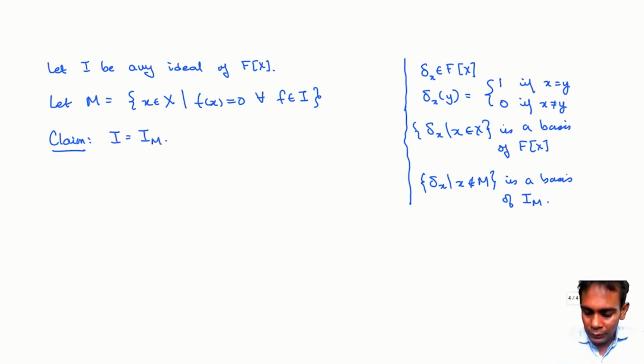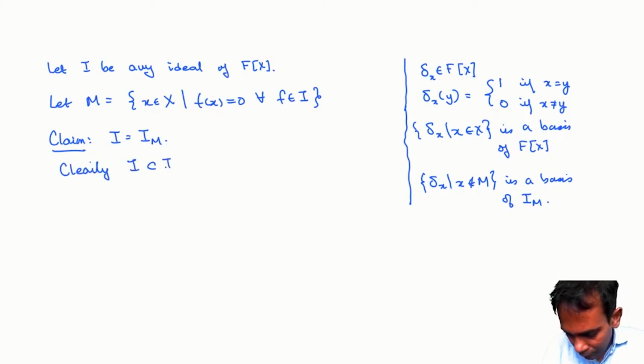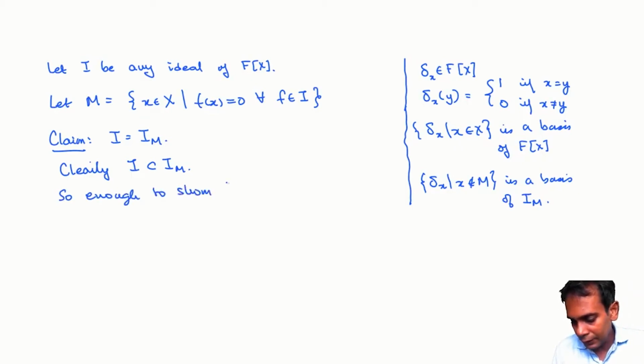Okay, so of course I is contained in Im, just by the definition of M. Every element of I vanishes on every element of M. So it's enough to show that Im is contained in I. And for this, it's enough to show that delta x, where x does not belong to M, is contained in I.